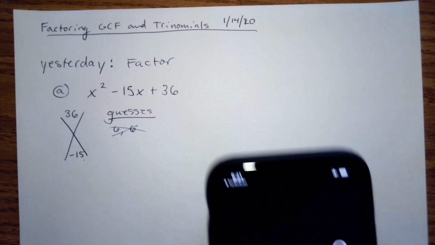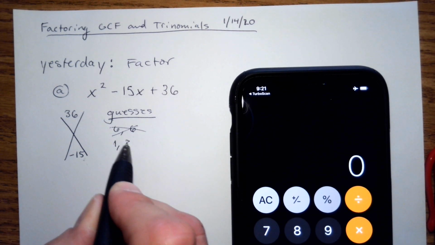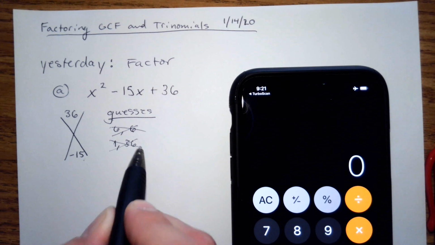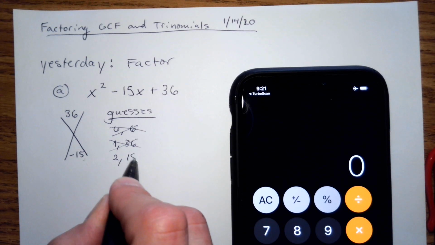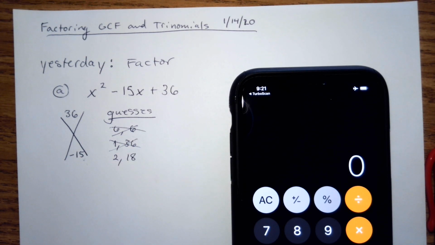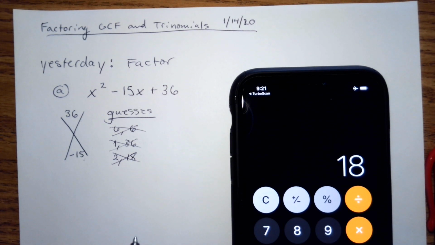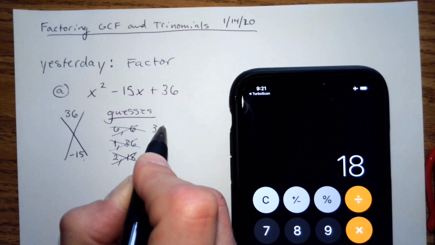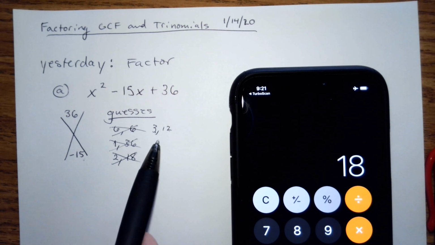Then I start just using my calculator. And I start with 1 and 36. I know that's not going to work. If I add or subtract those, I get 35 or 37. 2 and, was that 18? Right? 36 divided by 2 is 18. That doesn't work. If I subtract 18, 17, 16, it's close, but it doesn't work. What about 3? 36 divided by 3 is 12. And this does, if I add them together, I get 15.